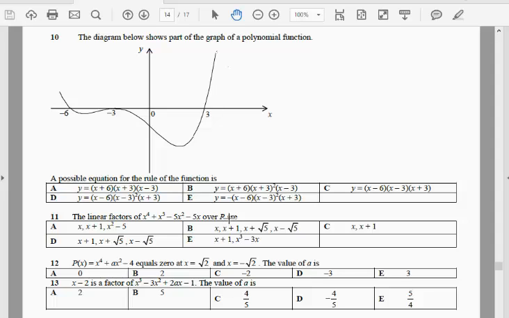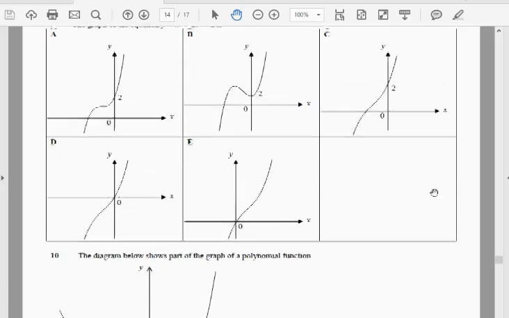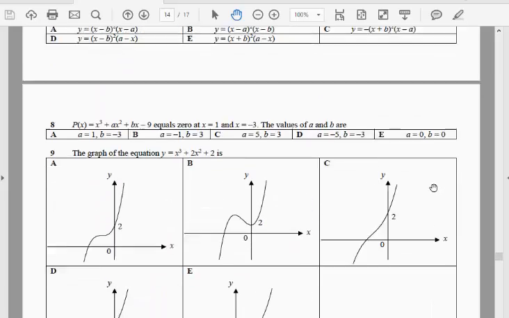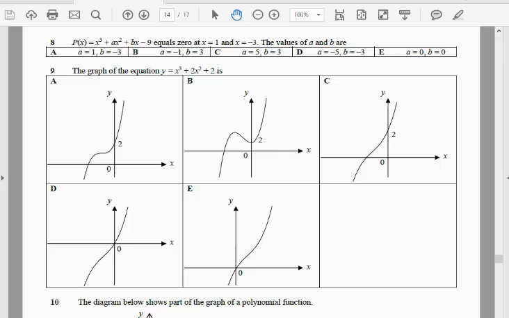All right. We can now try, we can also try this question up here. We can try these two.